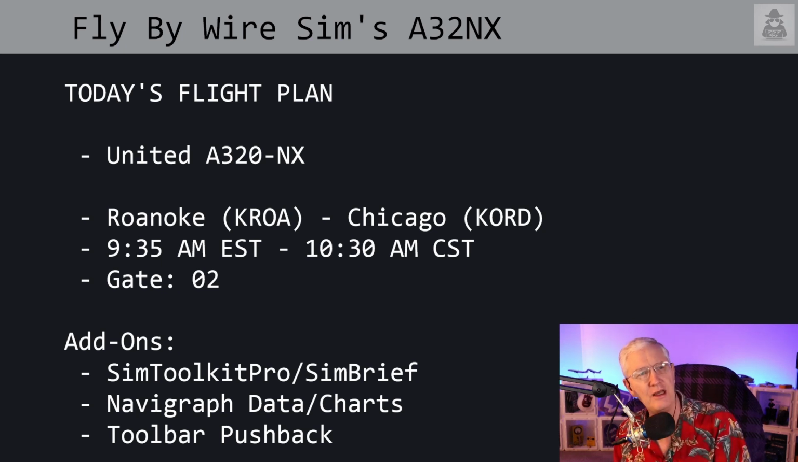Add-ons that I'm using: Sim Toolkit Pro and SimBrief together with Navigraph charts and data. I'm also using NDP charts, the Lido style of charts from Aerosoft. So Navigraph is what I'm using for data, and I'm using the Lido style of charts here in the Airbus. Also, Toolbar Pushback just got a very, very big update, so we're also going to take a look at that in this as well.